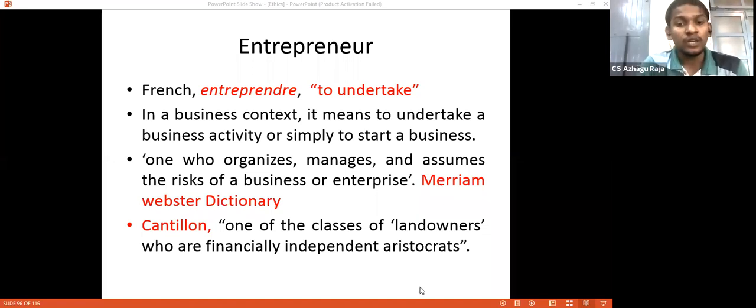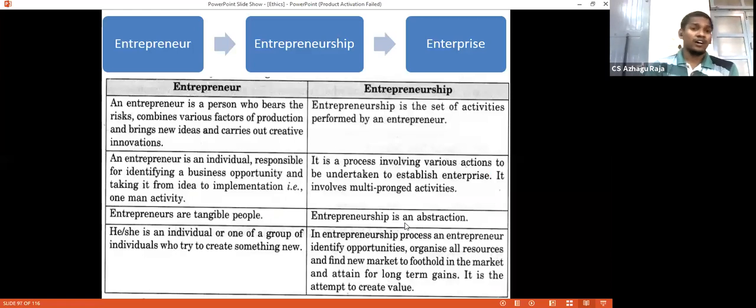According to Cantillon, one of the classes of the landowners who are financially independent. So the very basic criteria for the entrepreneur is that they are self-independent. Financially, they are independent, and they are innovative, they are risk takers, and they take the responsibility. So from this, we can make out what the characteristics of an entrepreneur are. And we should know the difference between entrepreneur, entrepreneurship, and enterprise.